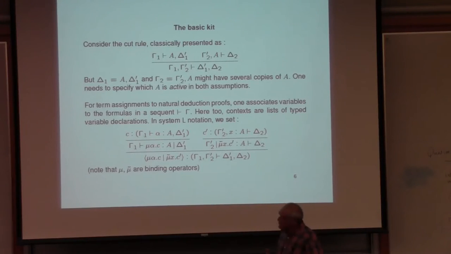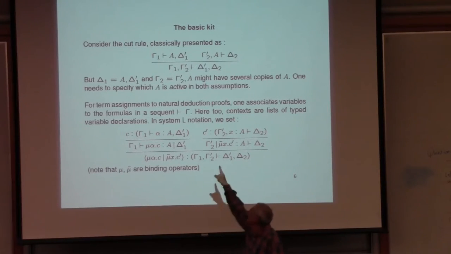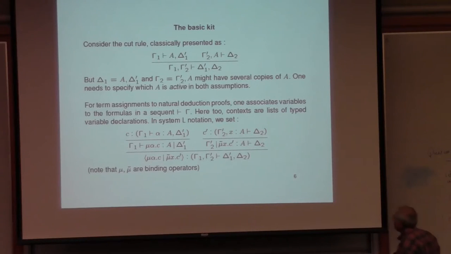But if you want now to transcribe this syntactically, you first have to notice that if I call delta 1 the sequence A delta prime 1, it might well be that A also occurs in delta prime 1. So I need to be very precise in saying which of the possibly many assumptions A in the conclusion of the first hypothesis I really want to cut. The same thing on the right.